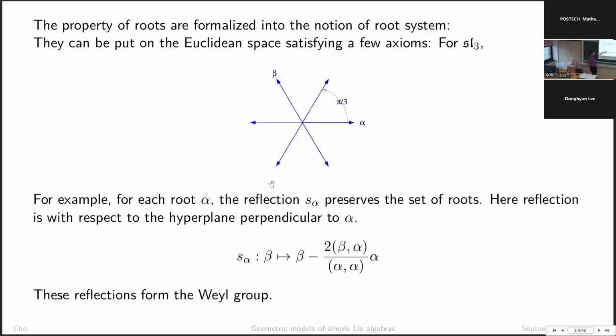Namely, these six roots can be put into a Euclidean space, satisfying certain axioms. It has a kind of symmetric structure. For example, you choose any root alpha, then you can define a reflection. So given an alpha, you look at the hyperplane perpendicular to alpha and define the reflection with respect to this hyperplane. Then you can see that the reflection preserves these roots. And then these reflections generate what's called the Weyl group of the corresponding Lie algebra.